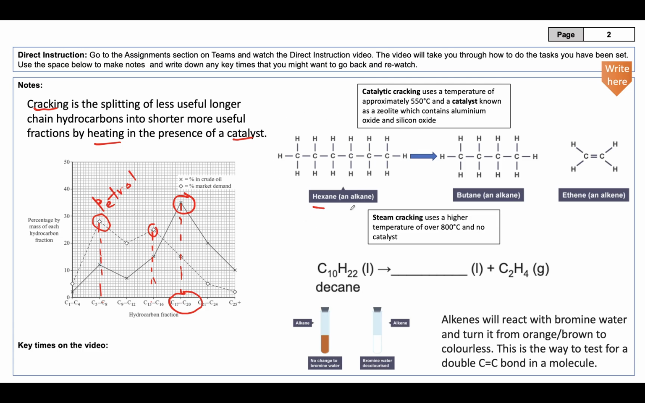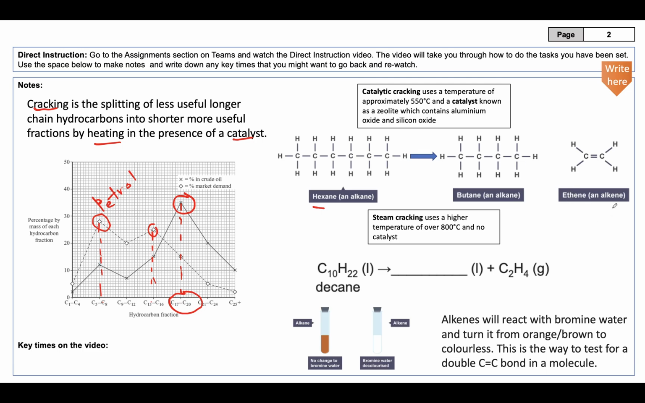So when we heat this in the presence of our catalyst, it undergoes a process called thermal decomposition, which is when something breaks into smaller compounds when it's heated. It breaks into an alkane and an alkene. In this instance, it's butane, so it's got 4 carbons. We'd need to be able to name that.